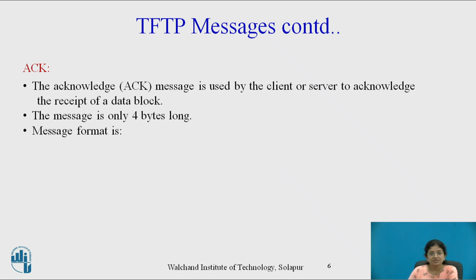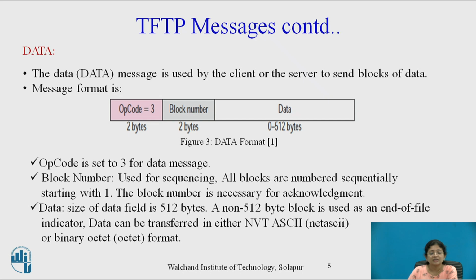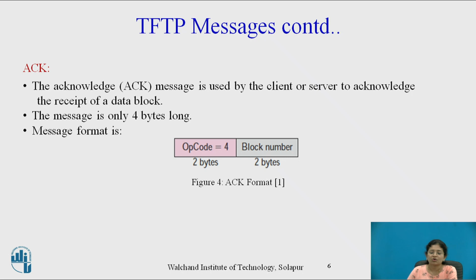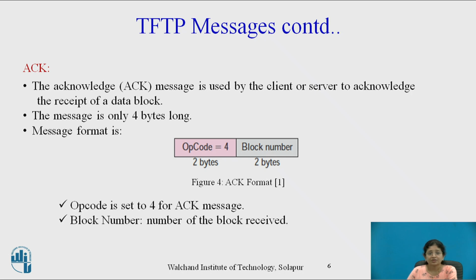Now, in the previous slide we have seen the data message. In this data message, each and every data block has a block number. So suppose the block number is 1, then the acknowledgement of this block is provided by this acknowledgement message, and here the block number is 1. So this is the acknowledgement message.